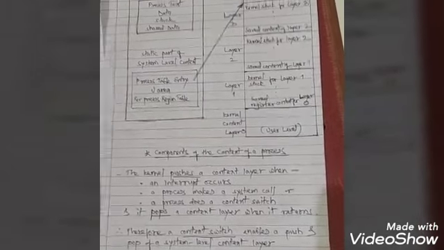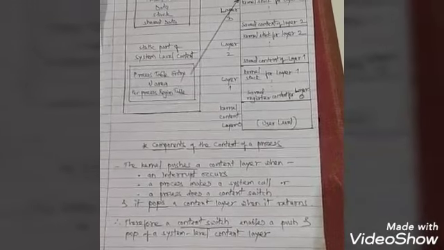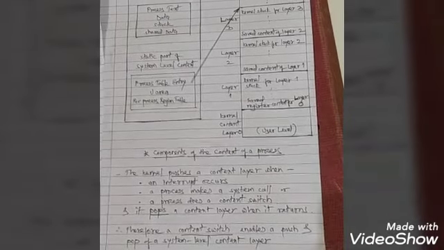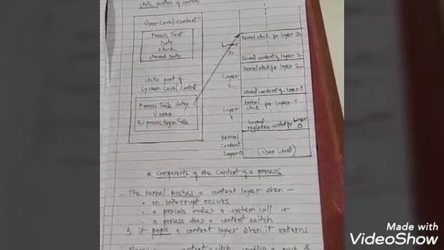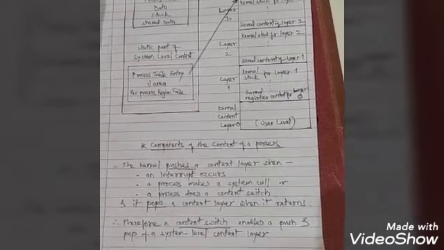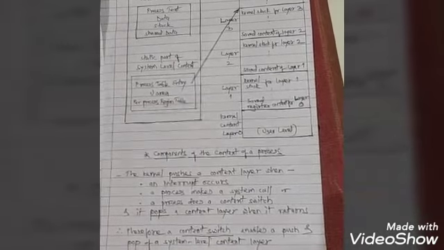As a summary, we can say the context of a process consists of three parts: user level context, register level context, and system level context.